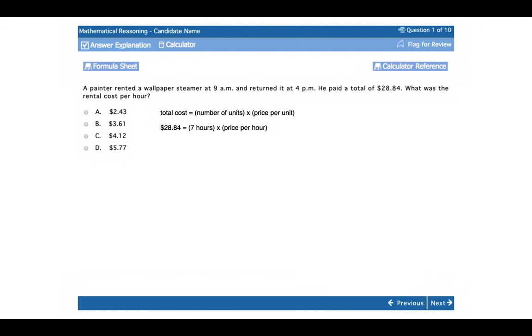That's a basic solve for x equation. You divide both sides by 7. The 7s cancel out on that side. It leaves you with 28.84 divided by 7. That's your answer. The answer is C.